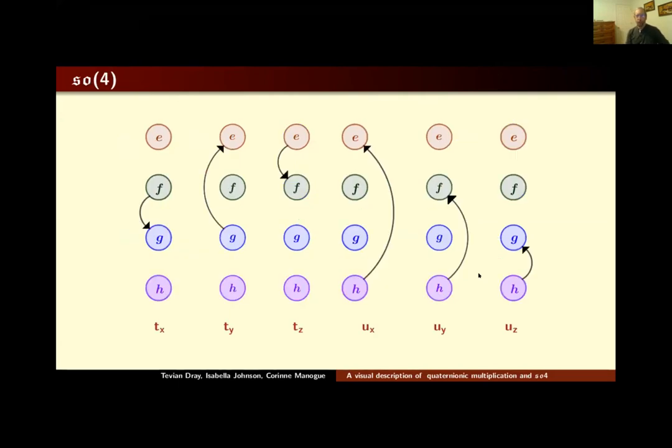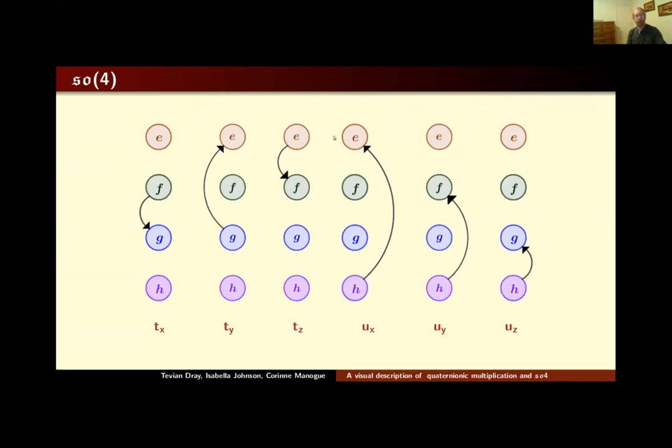Let's look at SO4. SO4 consists of the rotations in 4 dimensions. It has a basis rotating any plane you wish. So 4 choose 2 is 6. There are 6 basis elements of the Lie algebra.